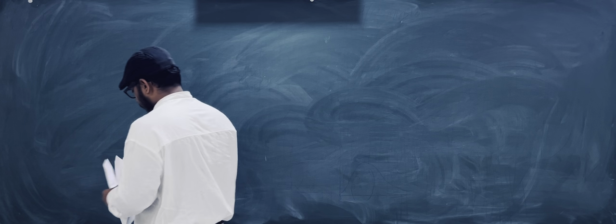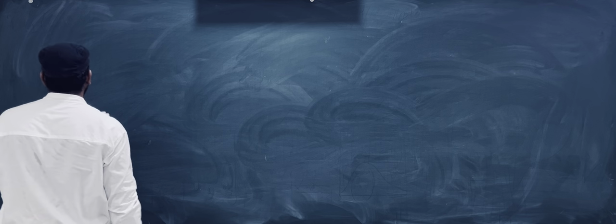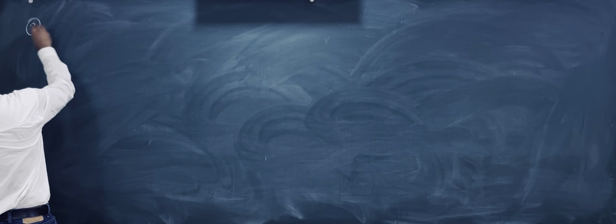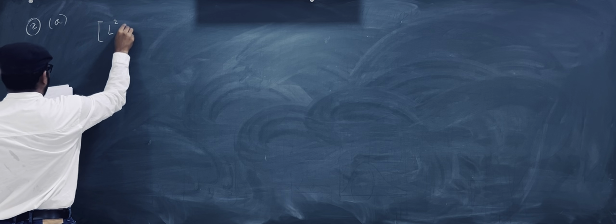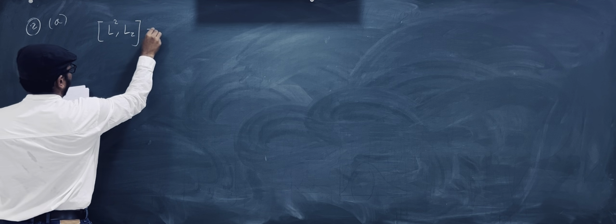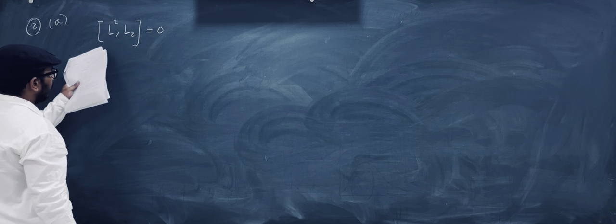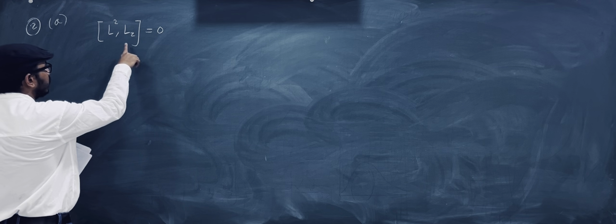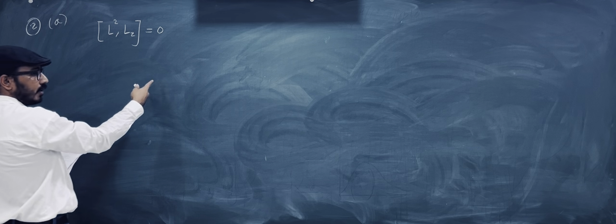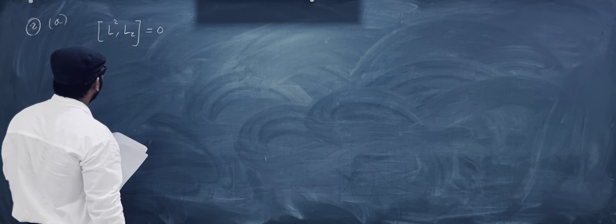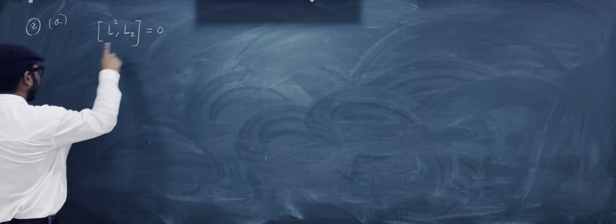So the next question is, question 2 part A, it says that prove L square Lz is 0. This question we have already solved. अभी हमने solve किया था इसको, so it's a free question. So this has been repeated, so we get double marks for this. Very easy, very good. We have solved it.